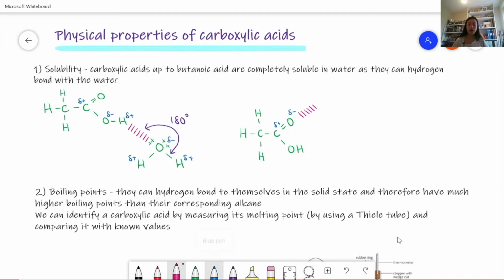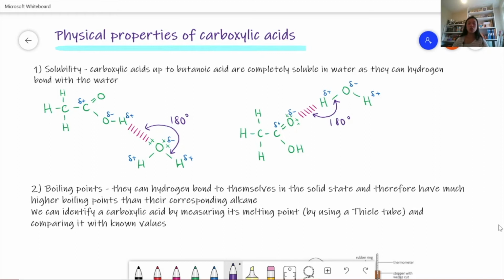And then we have the hydrogen, and then an oxygen, then another hydrogen. And remember that also this oxygen here has two lone pairs. So one of the lone pairs is what's hydrogen bonding. And then we have partial charges on these as well. And again, we have 180 degrees. So we can form hydrogen bonds between carboxylic acids and water in two different ways.